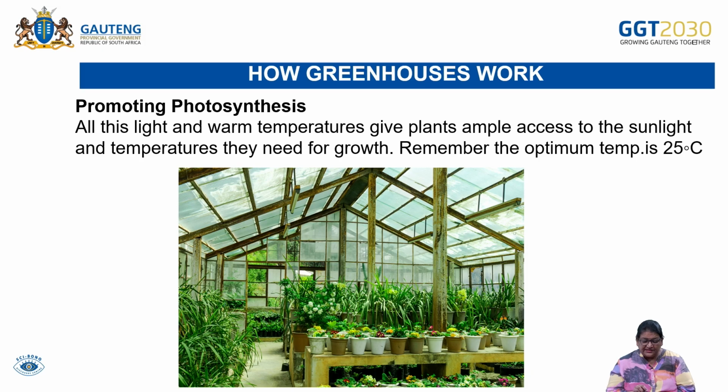You can see how the panels are there to actually hold the translucent glass in its place. Can you see? And the glasses are quite clean. You can even see the sky. I told you because it has to be kept very, very clean so that light is not blocked out. So all this light and warm temperatures give plants ample access to sunlight and temperatures they need for growth. Remember, the optimum temperature for plants to photosynthesize is 25 degrees Celsius. So here's your greenhouse.